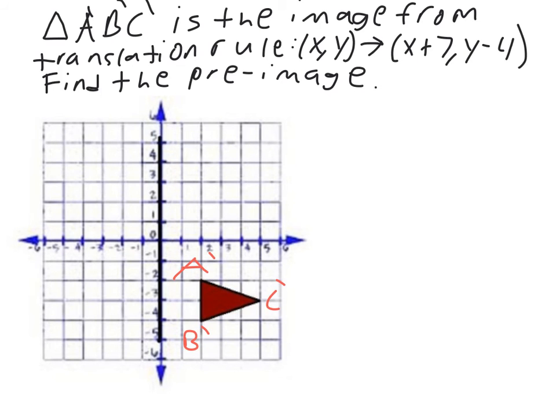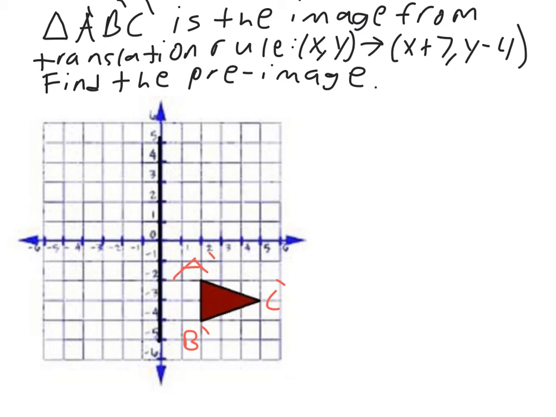In this final example, we have triangle A prime, B prime, C prime is the image from translation rule (x, y) into (x plus 7, y minus 4), and it wants you to find the preimage. What that means is what we are given now is the image. We're given it after it's been translated, and it wants us to find the original image, the preimage. What did it look like beforehand, before the transformation?